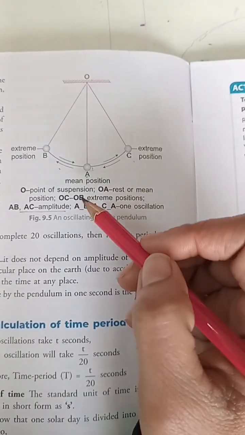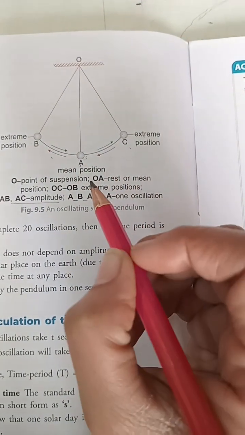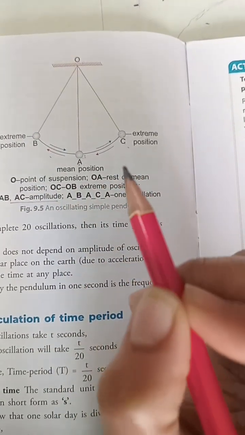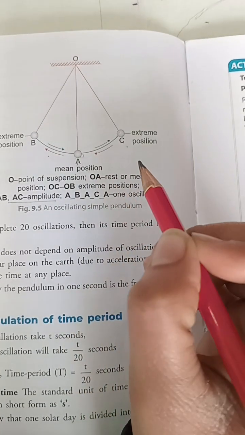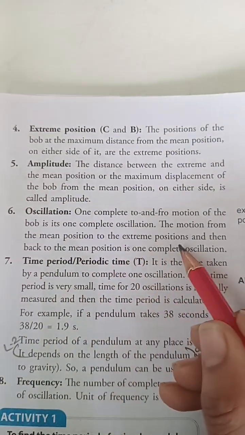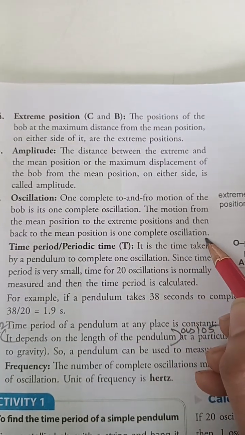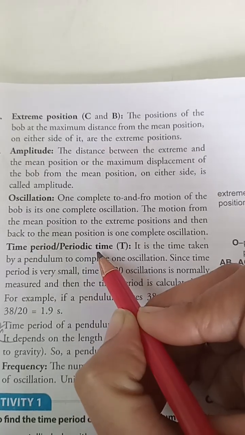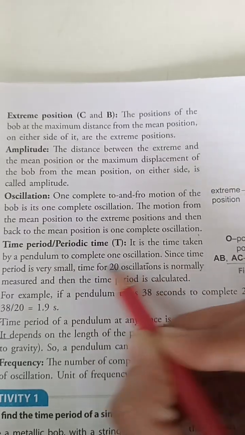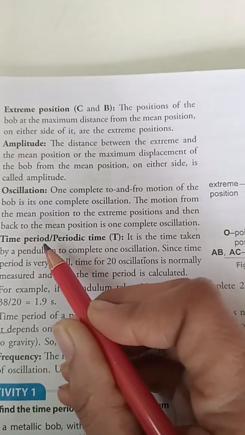Next is oscillation. One complete cycle, or one complete to and fro motion of the bob, is one complete oscillation. The motion from the mean position to the extreme position and then back to the mean position is one complete oscillation. Next is the time period. It is the time taken by the pendulum to complete one oscillation, one to and fro motion.